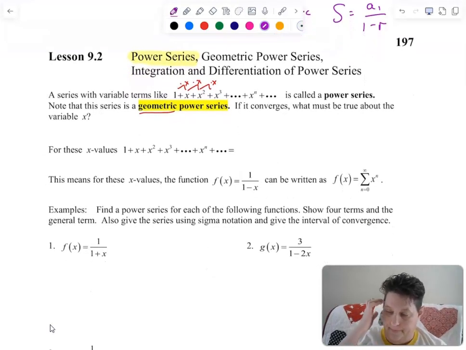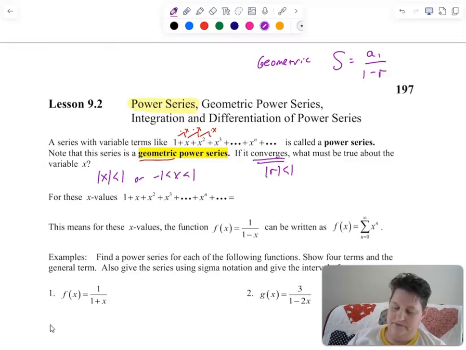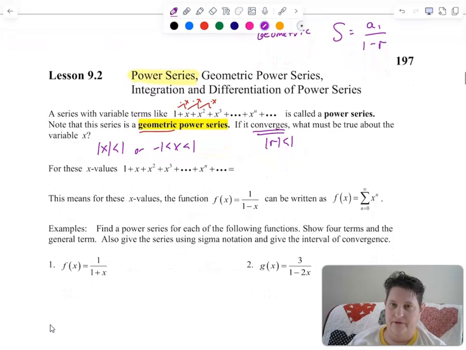Now, we also talked about geometric series can only converge when r, which is what you're multiplying by, the absolute value is less than 1. So it must be true about x. X is r in this case. So the absolute value of x is less than 1. And remember a lot of times we can write that as -1 is less than x is less than 1. So that's just a little bit of background information, okay?